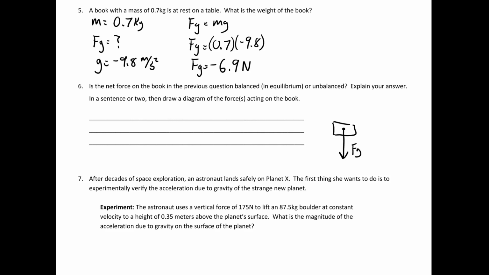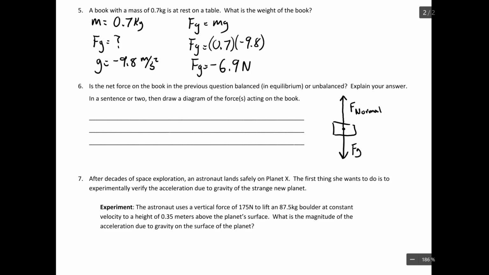So what's happening here? How could it be at rest if there's only this one force acting on it? Shouldn't it go downward? Well, there's another force that we're going to learn in the next lesson or two. The table actually pushes back up on the book with another force. This force is called the normal, or just F sub N. This is the normal force. It balances out the weight.